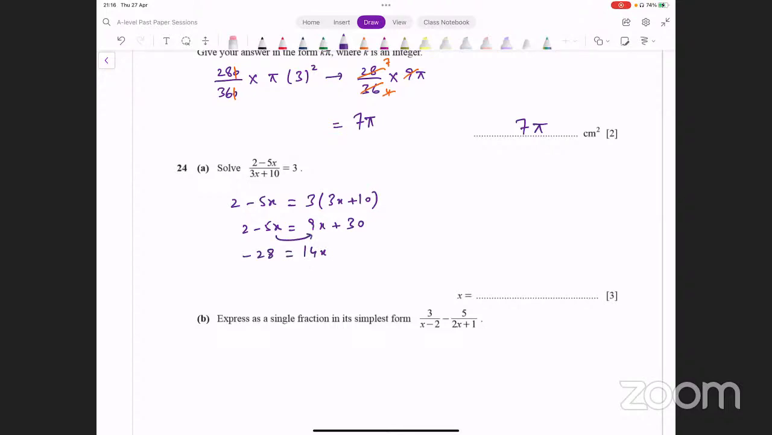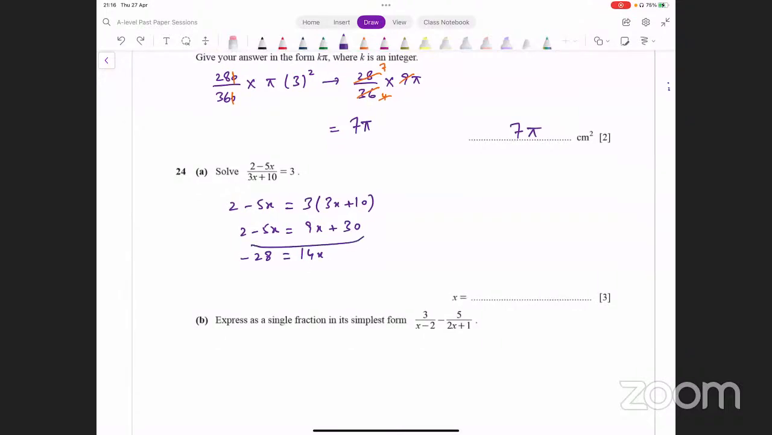I took 5x over here, that gives us 14x. 30 comes to the left side. 2 minus 30, that gives you minus 28. X equals minus 28 divided by 14, that is going to be minus 2. So we have the value of x, minus 2.